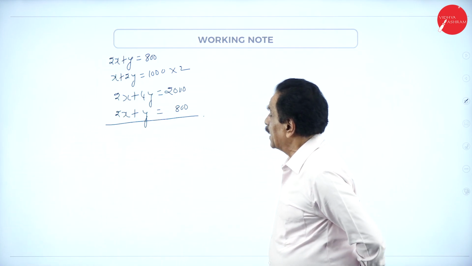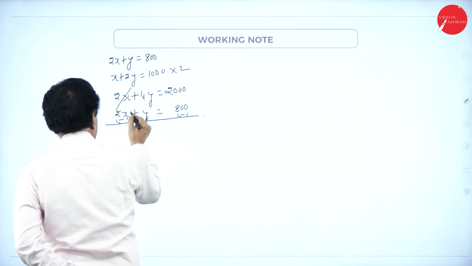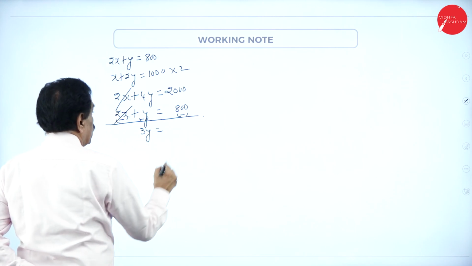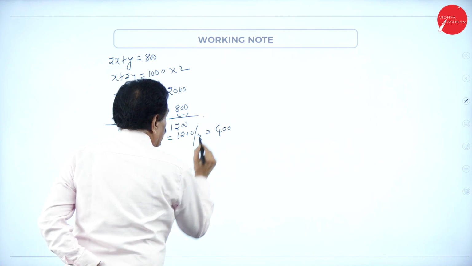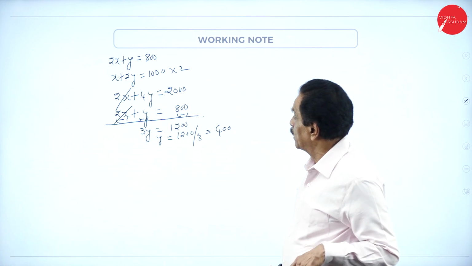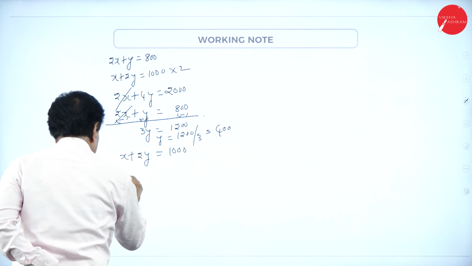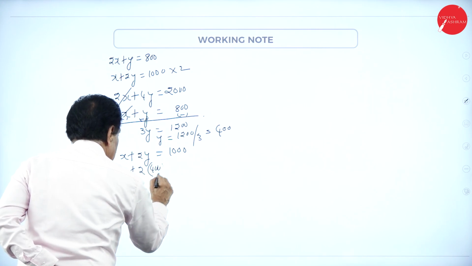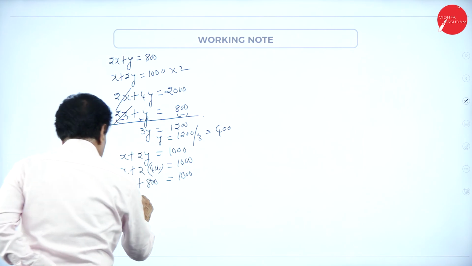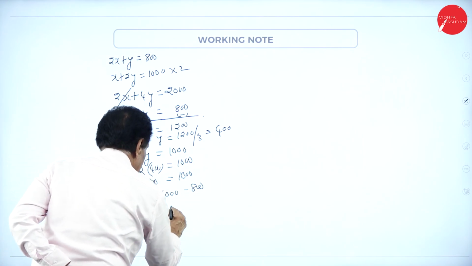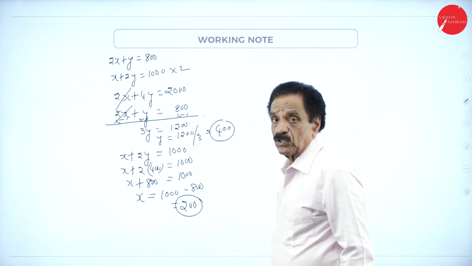So the simultaneous equations are done. Deducting, 2x + 4y = 2000 minus 2x + y = 800, the 2x cancels, giving 3y = 1200. Y is 1200 divided by 3, which is 400. Then take the equation x + 2y = 1000: x + 2 times 400 is 1000, x + 800 = 1000, so x = 200. So solving the problem, the y value is 400 and the x value is 200.